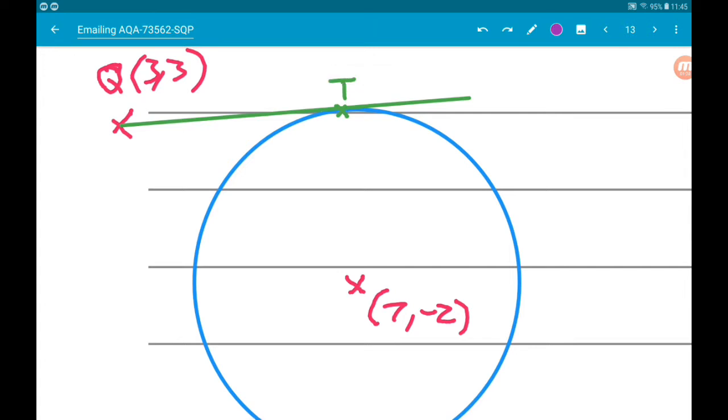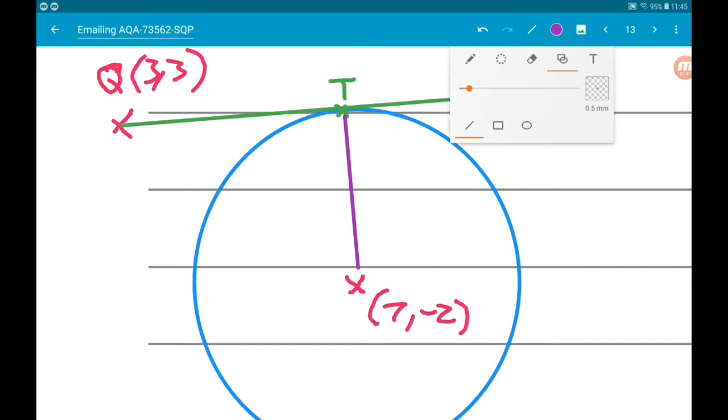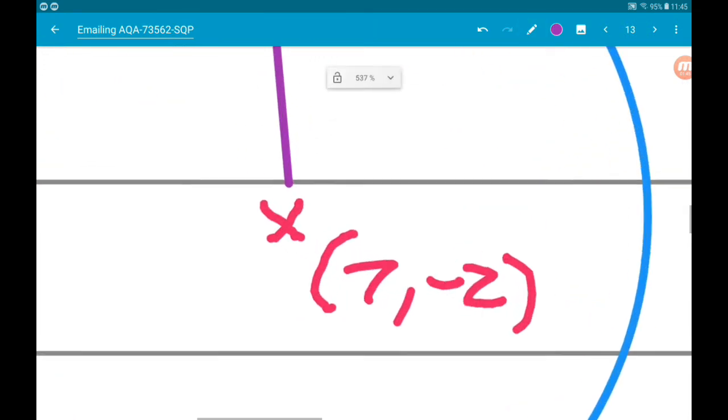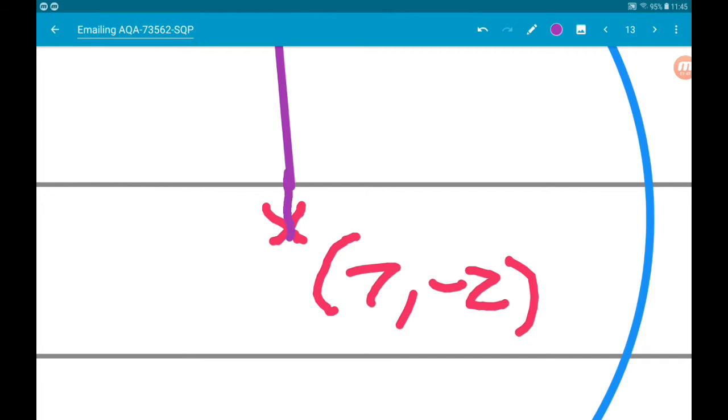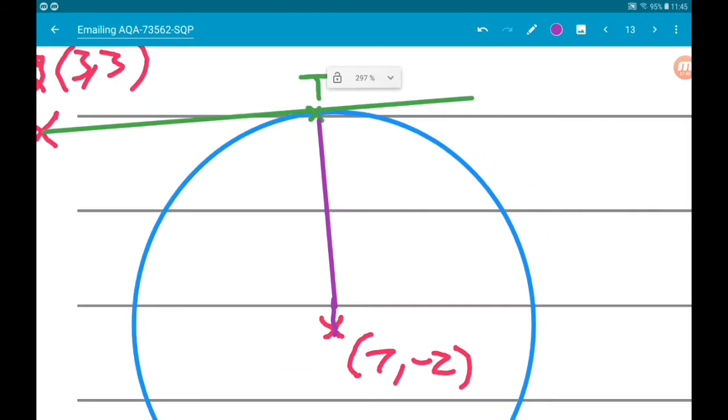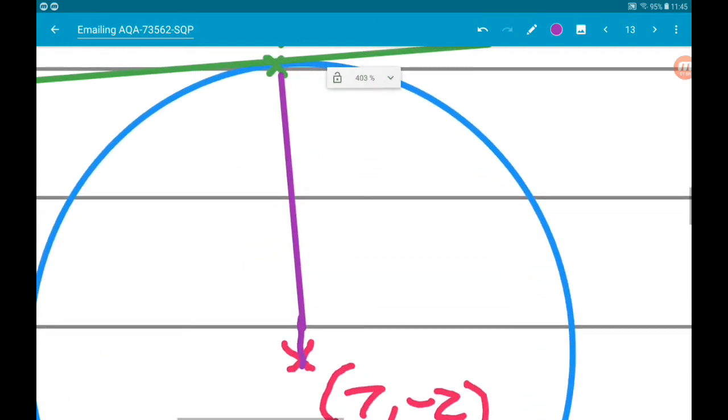We know that the length from the centre to T, we know that length is the radius of the circle. So we know that is root 5.